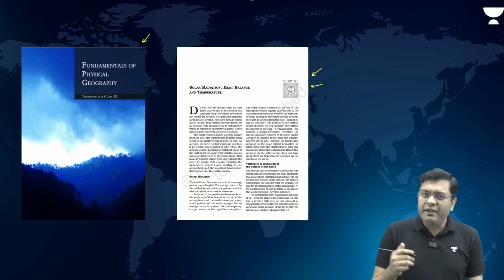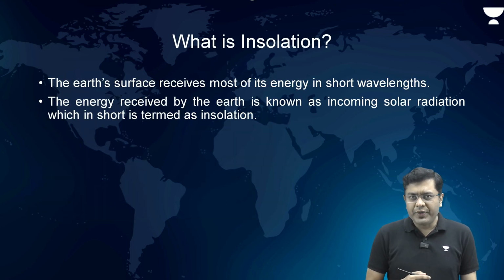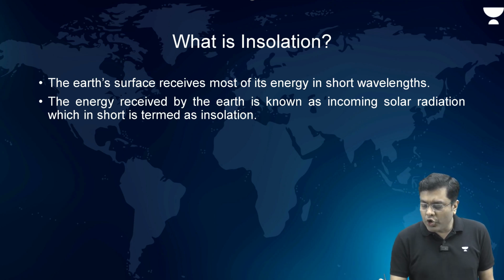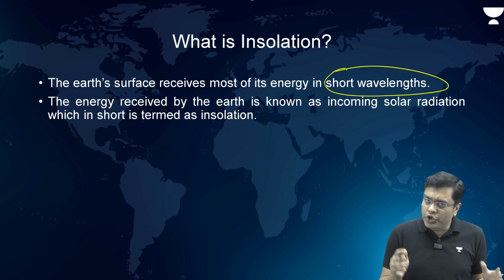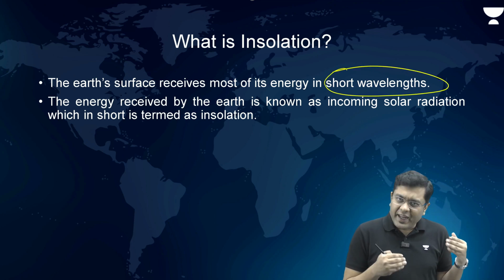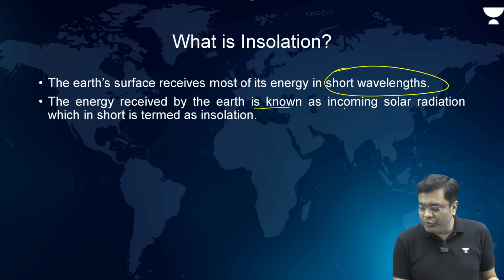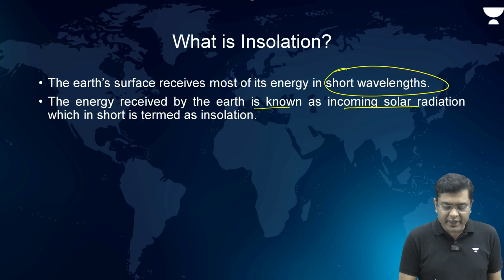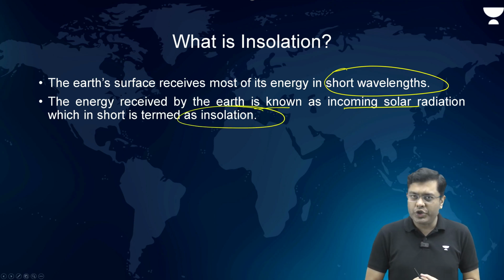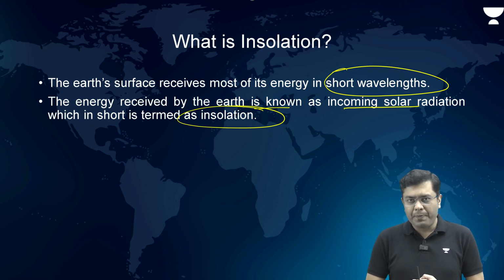So here, when we talk about solar insolation, it is basically the short solar wavelength which hits the Earth's surface. So the energy received by the Earth is known as the incoming solar radiation, which is short in terms as insolation. So that is what we refer to as solar insolation.